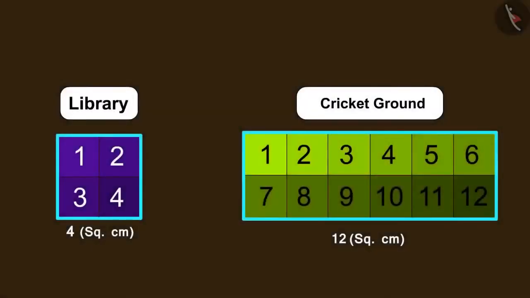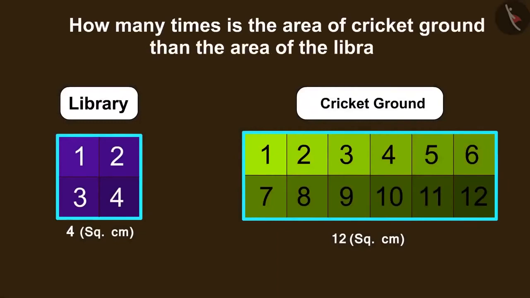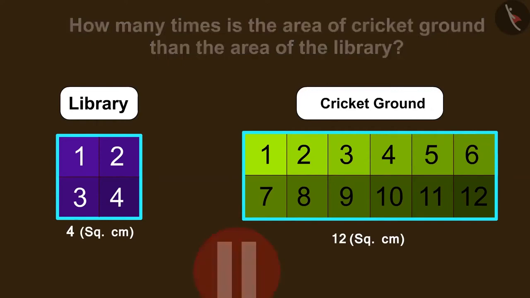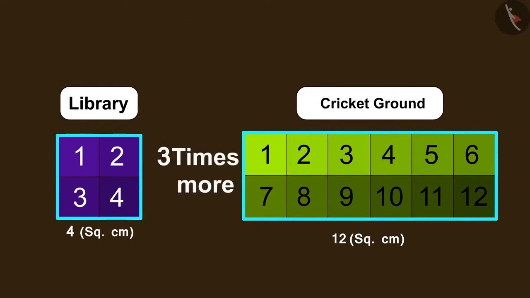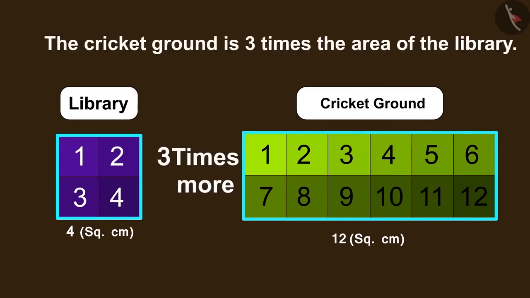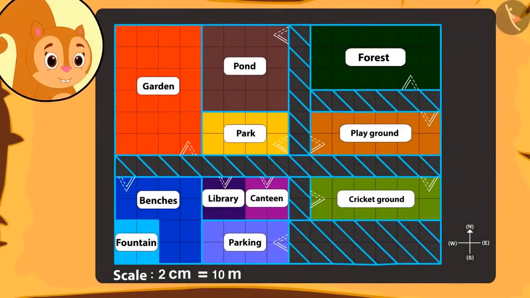So, now can you tell how many times the area of the cricket ground is more than the area of the library? You can pause the video to find the answer. Absolutely correct, children. The area of the cricket ground is 3 times the area of the library. Chanda is surprised to know how big the cricket ground is.